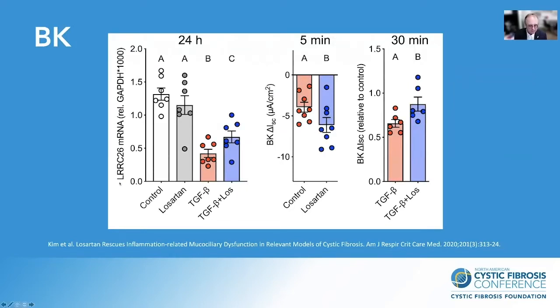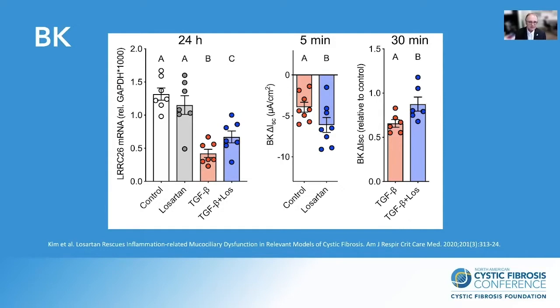This is mediated by LRRC26, this important gamma subunit. You see that we decrease with TGF-beta the LRRC mRNA in these cells significantly, and losartan has a rescue effect. However, losartan must have some additional effects that we don't fully understand, because it has a very quick active effect after 5 minutes in these cells on the BK channel as well. And it improves BK channel activity in the presence of TGF-beta within 30 minutes. So this is not LRRC mediated, but an additional effect on the BK channel.